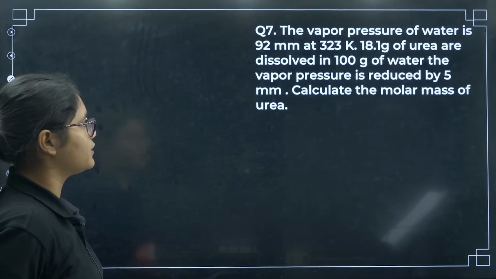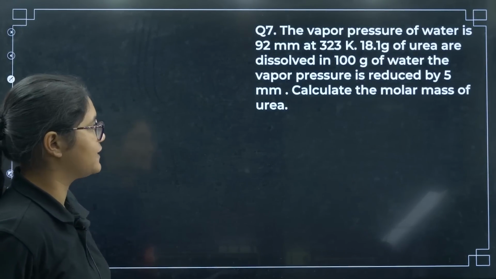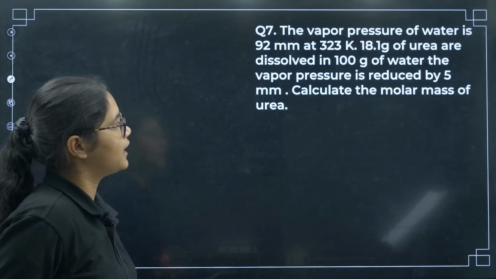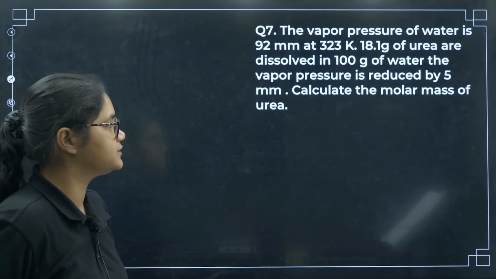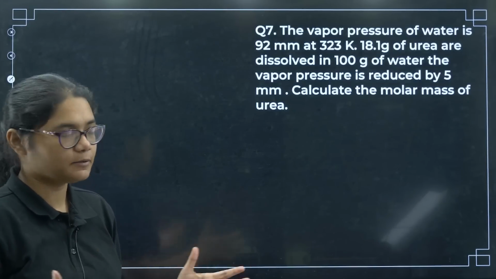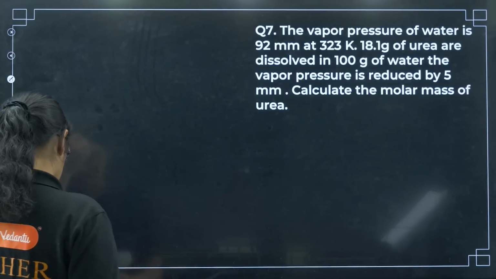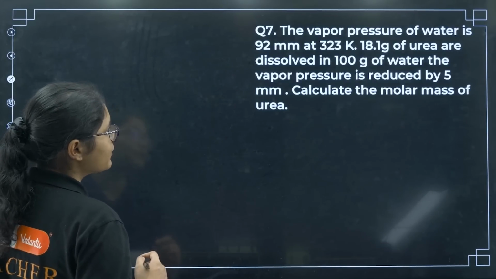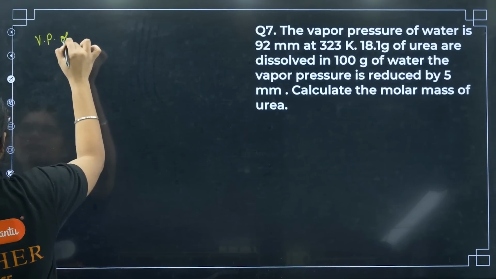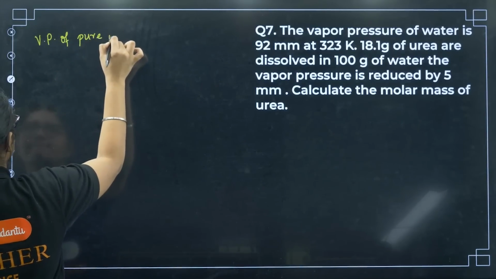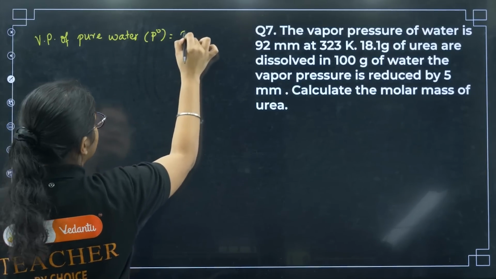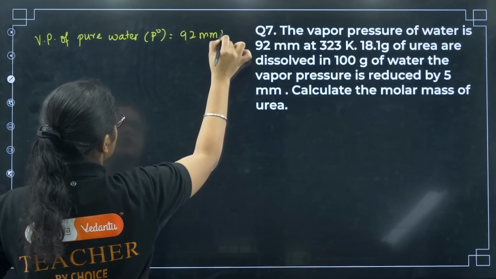Next, question number 7. The vapor pressure of water is 92 mm of Hg at 323 Kelvin. 18.1 gram of urea is dissolved in 100 gram of water. The vapor pressure is reduced by 5 mm. Calculate the molar mass of urea. Again, the vapor pressure based question, similar question only. So you have here vapor pressure of pure water, that is P naught, is equal to 92 mm Hg.